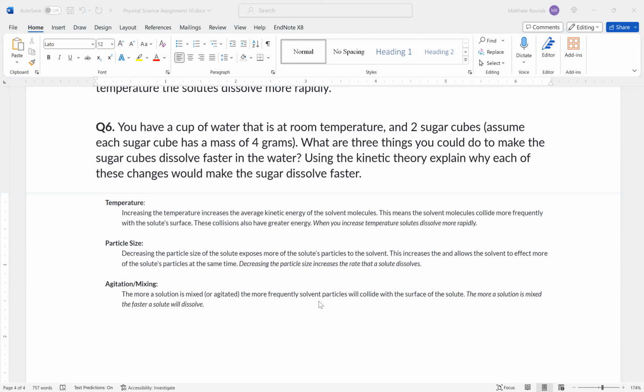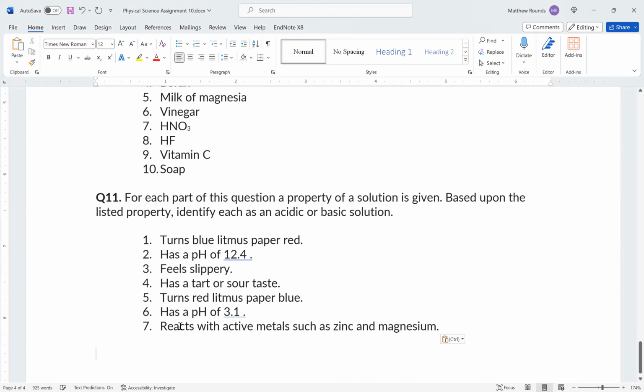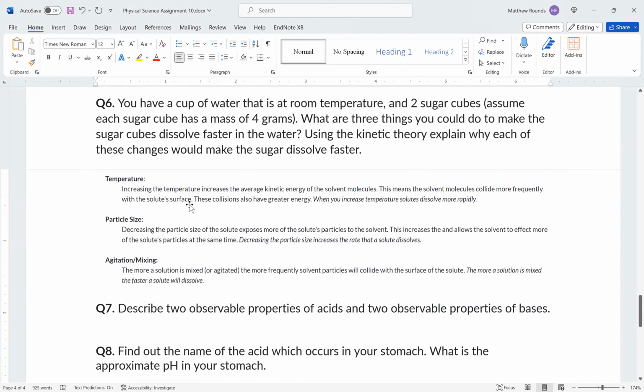All right. So now I gotta summarize them again. Well, you've gotta do 3. You gotta choose 3 of them, and there's 3 to choose. So 3 things you could do to make the sugar cubes dissolve faster. One is to increase the temperature. Second is to decrease the particle size. So, for example, a cube you could break apart, and agitating the mixture, you could stir it with a straw or a spoon, anything like that. All right.